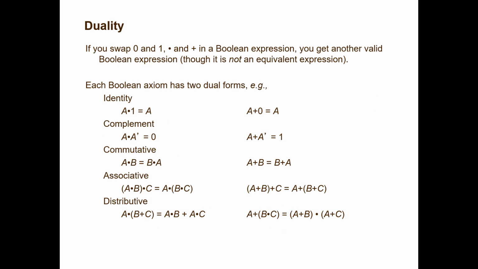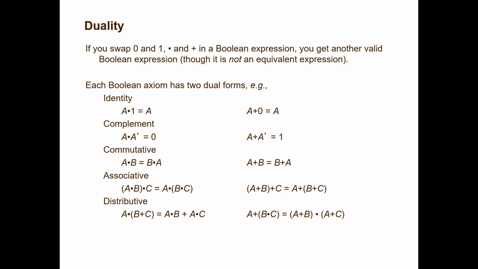An important concept in Boolean algebra is duality. What duality says is that if you swap 0 and 1 and the AND and OR operations in any Boolean expression, you get another valid expression. Now it's important to note that this is not the same or an equivalent expression. So let's take a look at a couple of these axioms and see how duality applies.